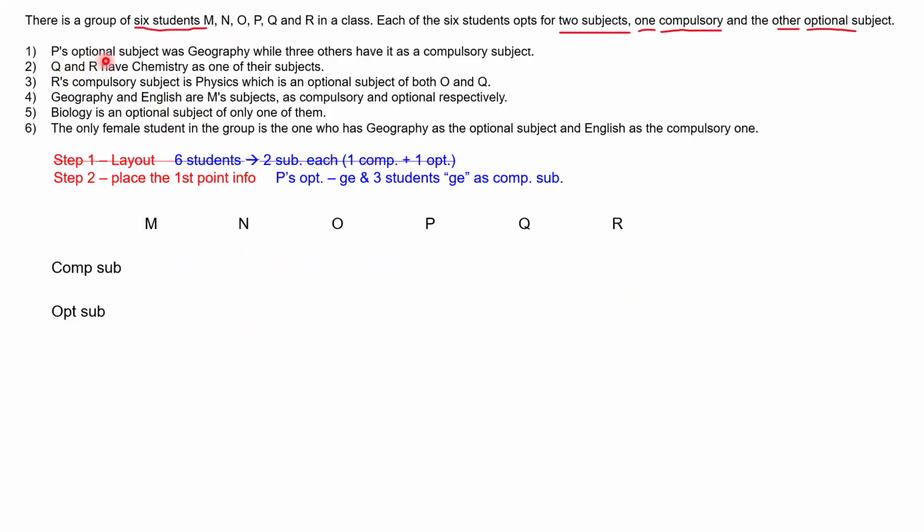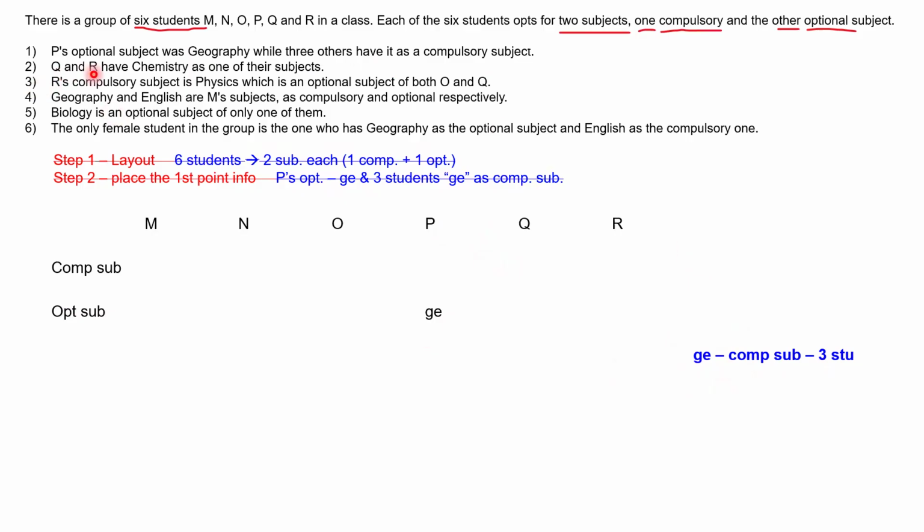In the first instruction, it's given that P's optional subject was geography, while three others have it as the compulsory subject. So under P, under optional, we write geography. And in the side fashion, let's write geography as compulsory subject for three students. Currently, we have not put it in this layout, so in the sideways, we'll write it in this fashion.